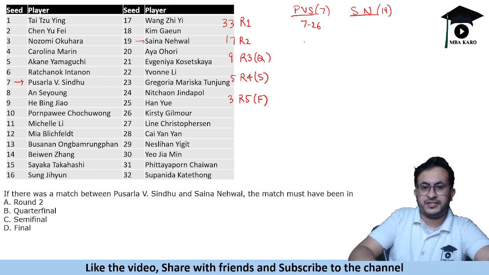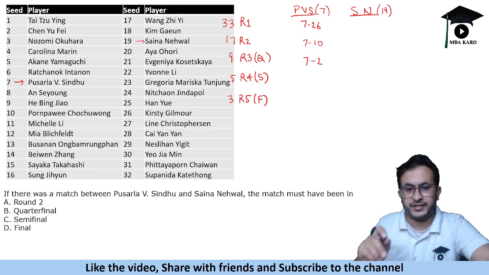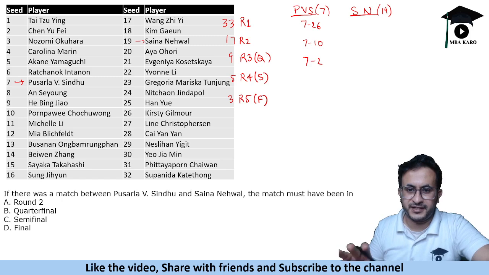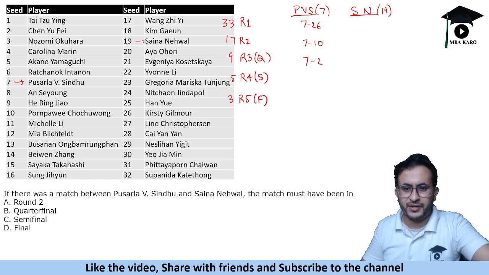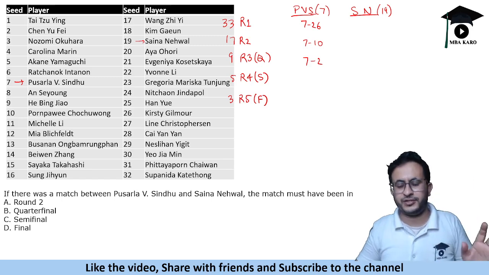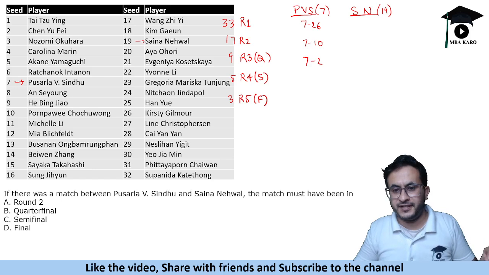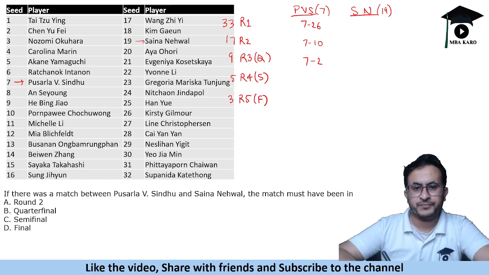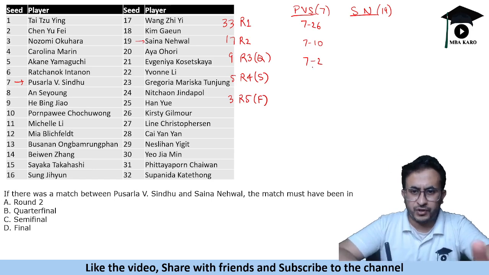So 17 means it will be 7 versus 10. 9 means 7 versus 2, right? Now if you see 5, you will say that 7 cannot qualify, right? Yes, you are right, if you are assuming that there is no upset. If there is an upset, 7 will qualify, right? So in the ideal scenario, what will happen? In the ideal scenario, 7 wins.